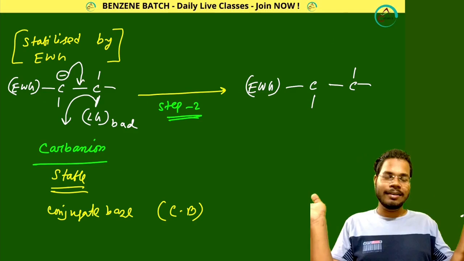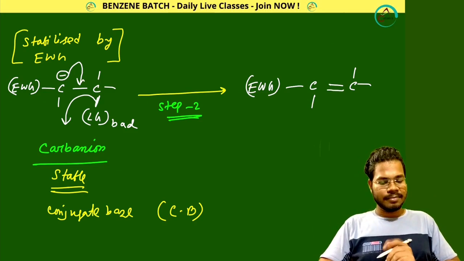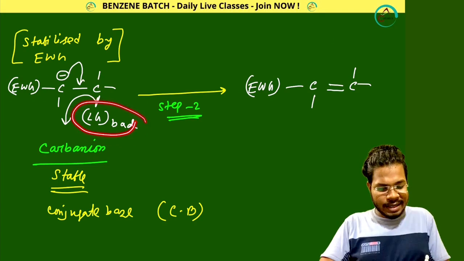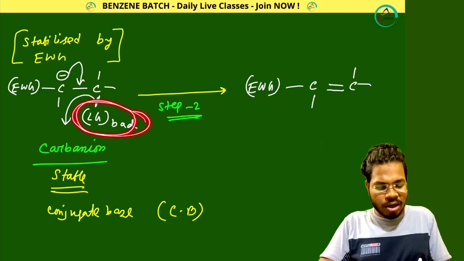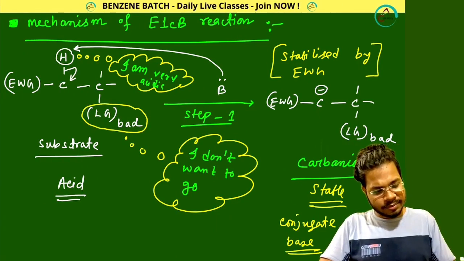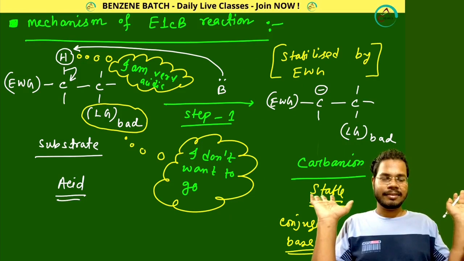That's all. So whenever it is leaving, what will I be getting? I will be getting a double bond over here, and this leaving group will leave the system. This leaving group is a bad leaving group, and it is not leaving. But whenever I am getting this negative charge, forcefully it will leave the system. Okay, got it? Perfect. Clear? I hope it's perfect.